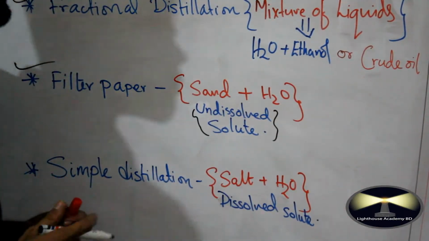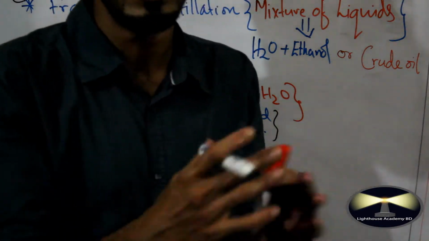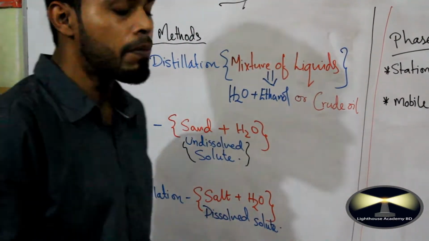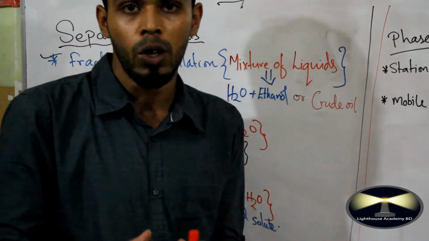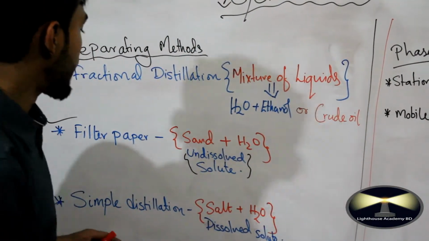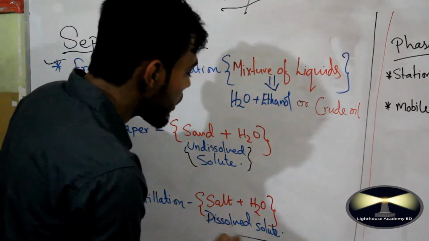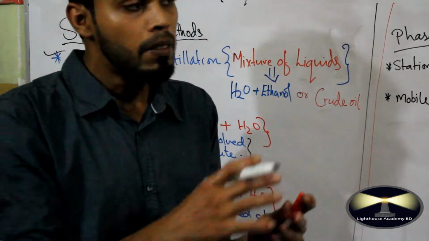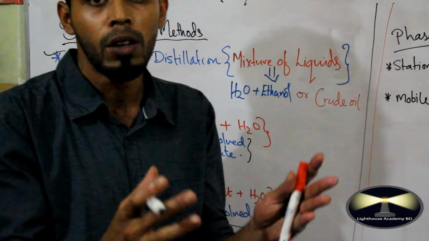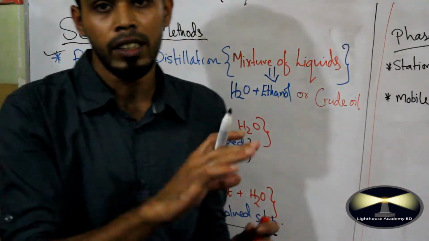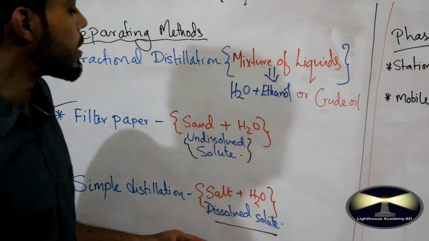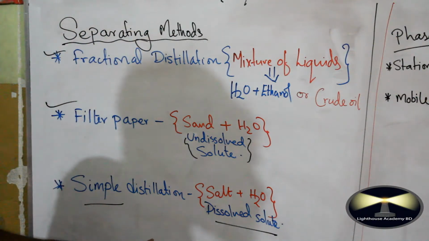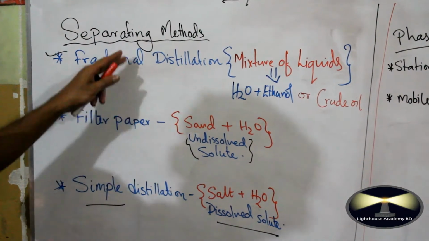Now let's go to simple distillation. Simple distillation is used when the solute is dissolved in the solvent. I will make a separate video on solvent and solute and their differences, but today we are doing separating methods. Dissolved means, for example, salt mixes with water. You cannot see any salt particles when you dissolve salt in a glass of water. This is called a dissolved solute, and in that case we use simple distillation.